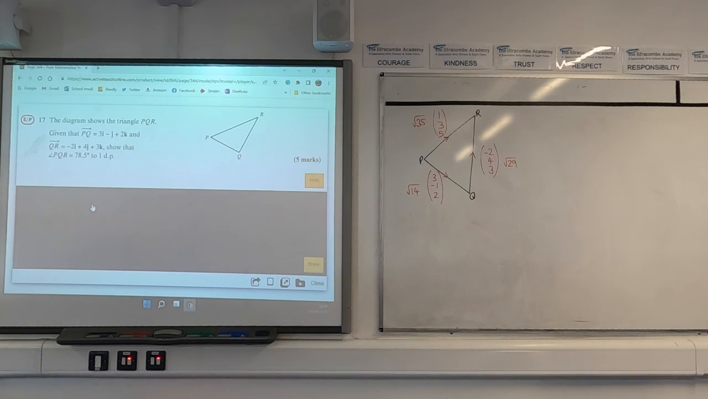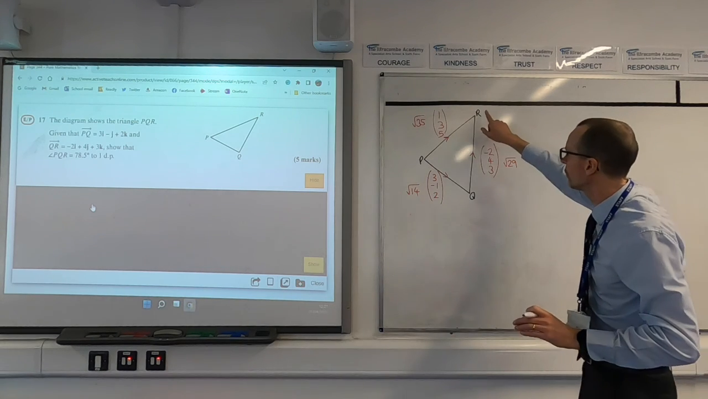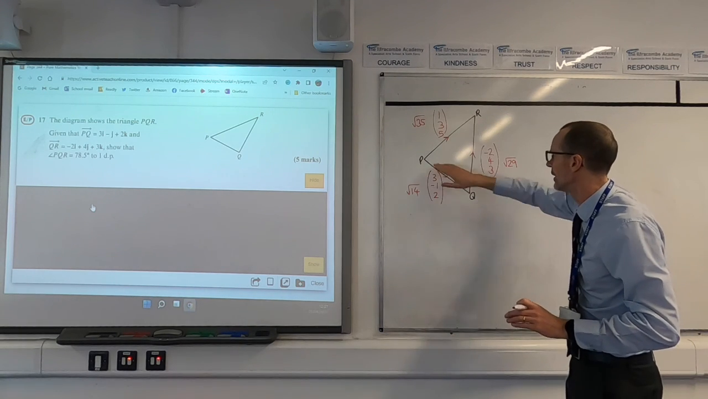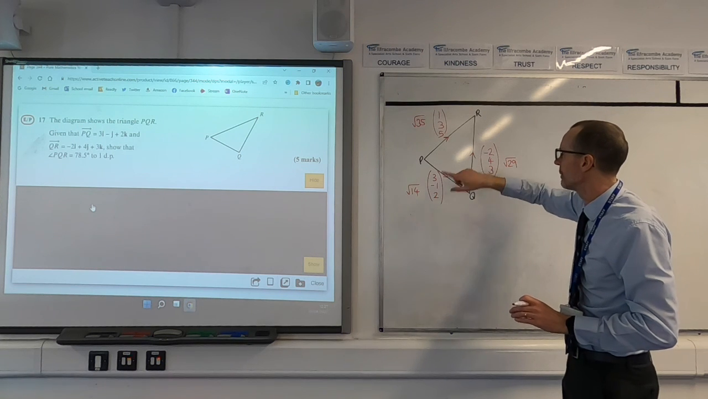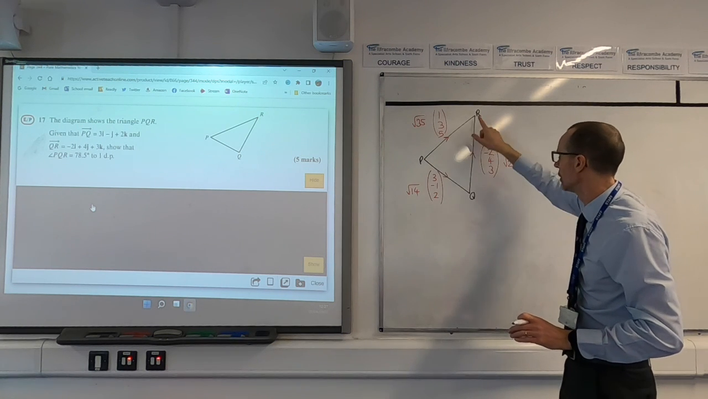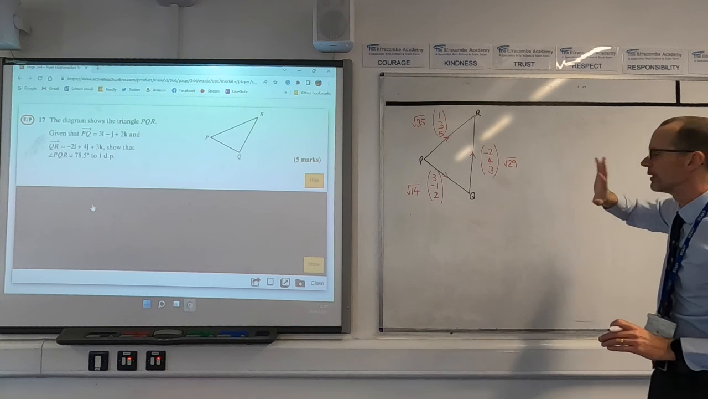So I've got my third missing vector. Again, just be slightly careful. I suppose I could have done R to P, which would have been the normal minus that and plus that. But because I went that way, it was along that one and along that one. And I've worked out my lengths.